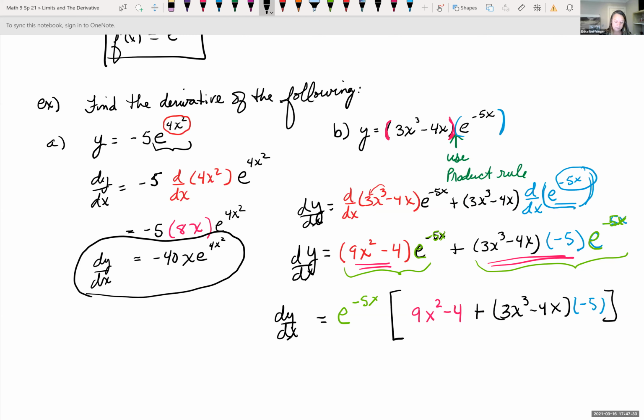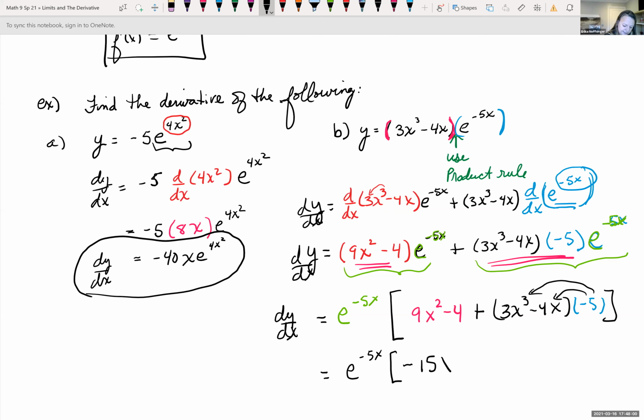So let's clean up what's inside the bracket a little bit. We can distribute our negative 5 into that parentheses. And if we have any like terms, which doesn't look like we do, we would combine those. So our derivative is e to the negative 5x times... this is going to give me negative 15x cubed. I kind of want to do it in descending order of powers, if that's okay. So let's write that first.